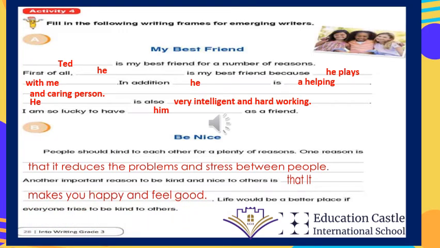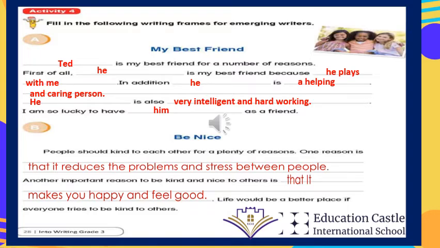Activity 4. Fill in the following writing frames for emerging writers. Here we have paragraphs with missing parts. The first one is talking about my best friend. If you notice, the title, all of it is capitalized, my best friend. Okay, pay attention to that.